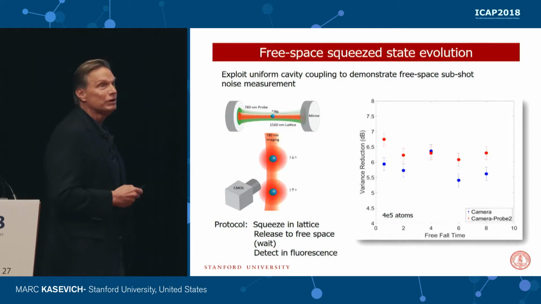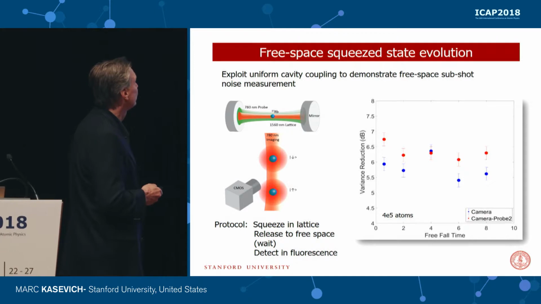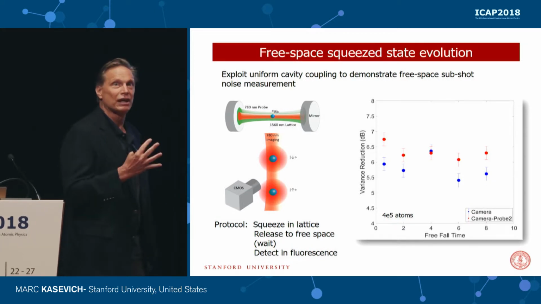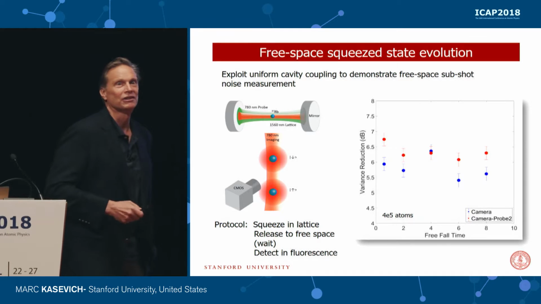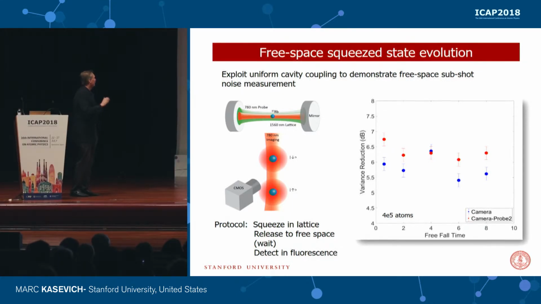And so that's what we do here. We create the squeezed state in the cavity as shown previously, and then we release the atoms from the cavity, let them fall under the influence of gravity, and during this fall time, we now have the opportunity to do a Ramsey interrogation. We haven't quite got to that state of sophistication yet. What we've done is release the atoms from the cavity after squeezing them, let them fall for an interval of time that's shown here. I'm sorry, the units are not there. This is a free fall time in milliseconds, so this is 10 milliseconds, and this is just after release.